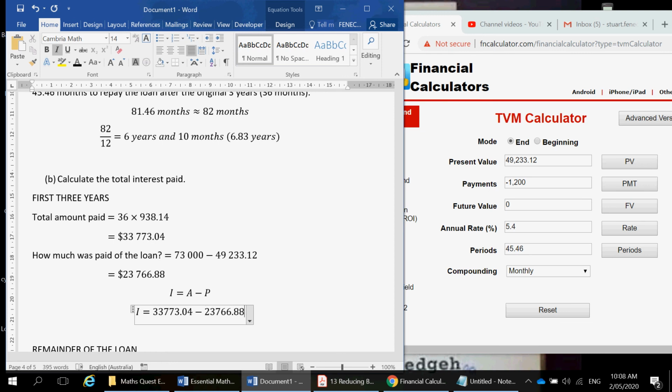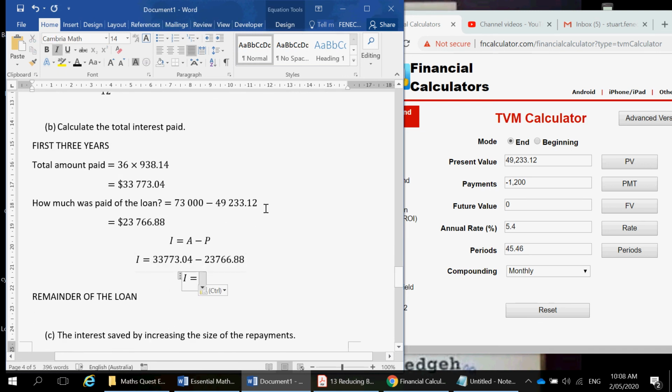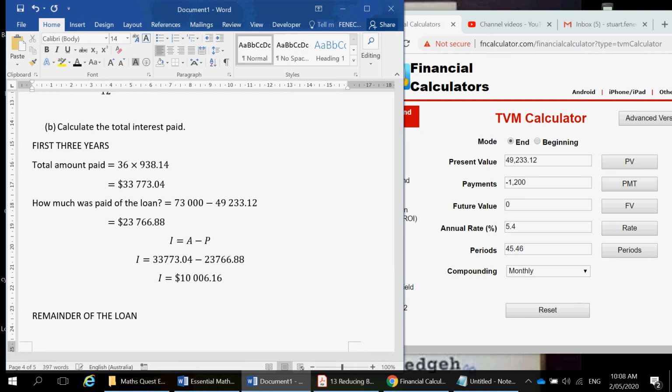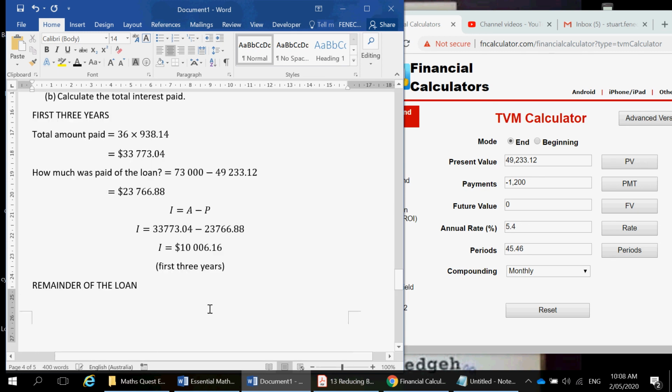subtract 23,766.88. So take away 33,773.04. You'll get, very close to $10,000 worth of interest in the first 3 years. So there, I'll just note, the whole point of that was just us working out the interest for the first 3 years. Get the idea this is a fairly involved question.